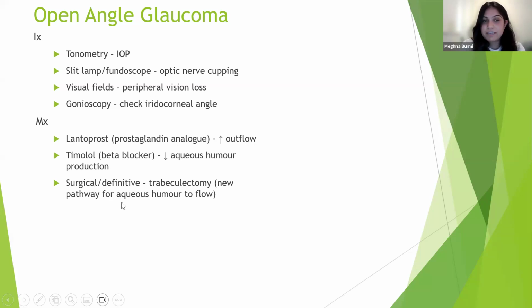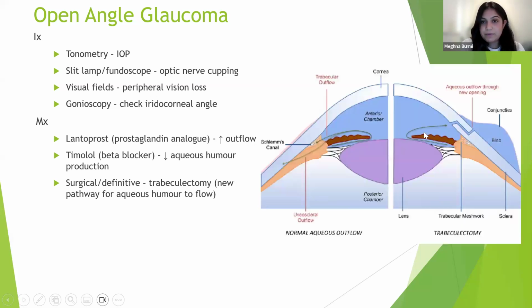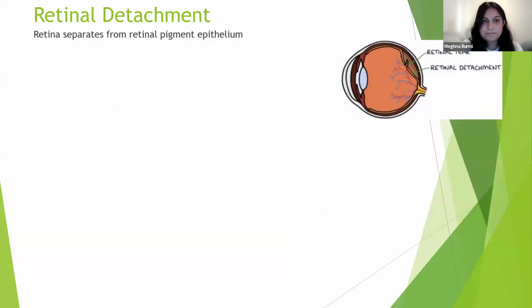And then surgically, we can do a procedure called a trabeculectomy, where basically we're creating this new pathway for aqueous humor to flow. Because if you remember, open angle glaucoma is increased resistance through the trabecular meshwork. So we're just making another pathway, and that keeps the pressure down, hopefully.